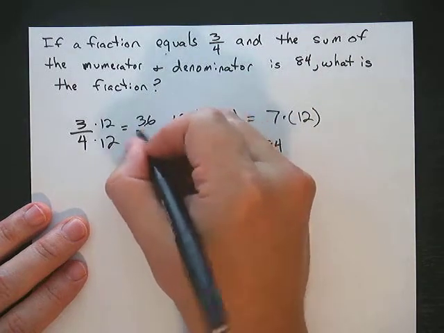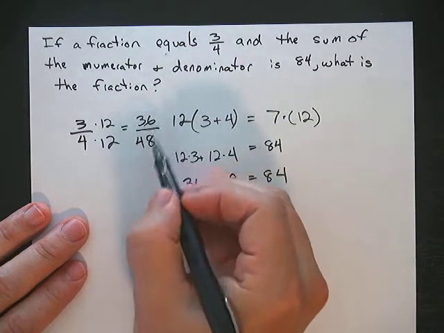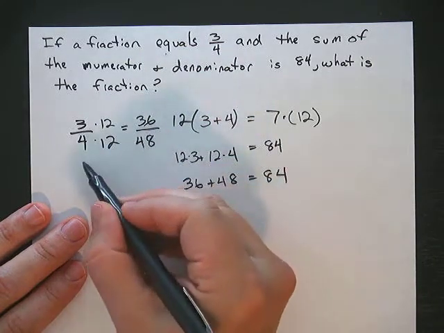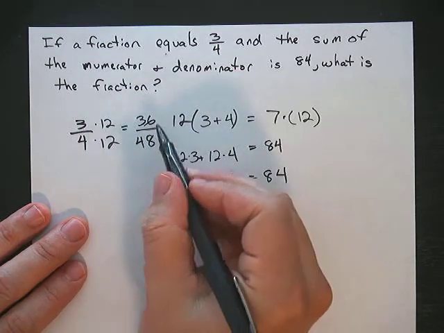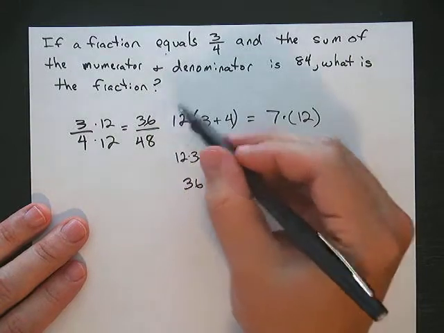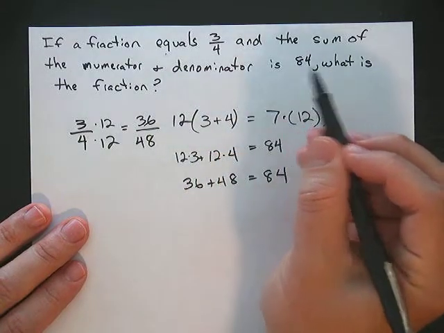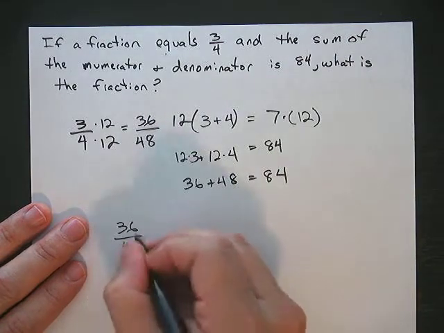So 36 over 48, we know if we divide both of these by 12, it'll reduce back into 3 over 4. So it equals 3 over 4. These 3 over 4 is equal to 36 over 48. And we also know that if we add these two up, we get 84. Okay, so our answer is 36 over 48.